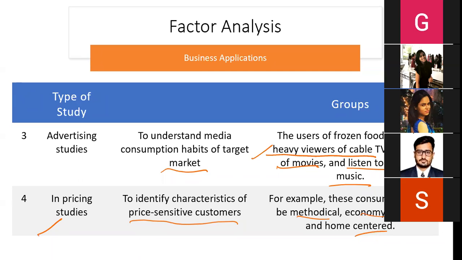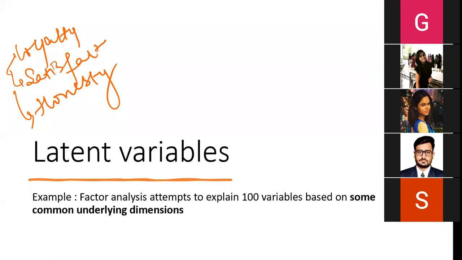So basically you are clubbing the data, you are grouping various parameters to get a better understanding of your customer, but then it becomes so difficult for you to analyze all these variables, and then what you do is you try to group them, and that is what factor analysis does. We talked about latent variables, say loyalty, satisfaction, honesty. All these are latent variables. These are hidden variables.